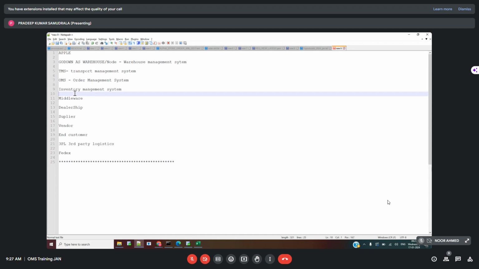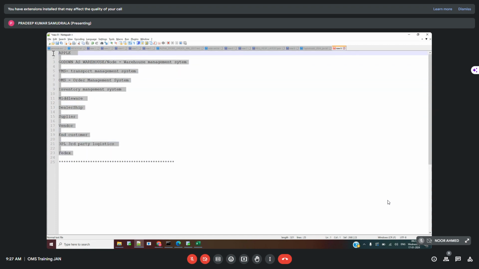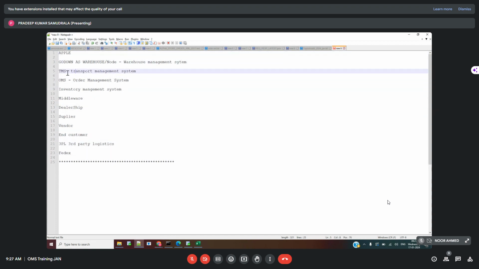So, coming back to our OMS stuff, we understood that as part of supply chain, they use warehouse, WMS, TMS, OMS, inventory management system, middleware, and all stuff. So, what is the role of the order management system within supply chain management? In order to understand that, first we should understand what is an order.